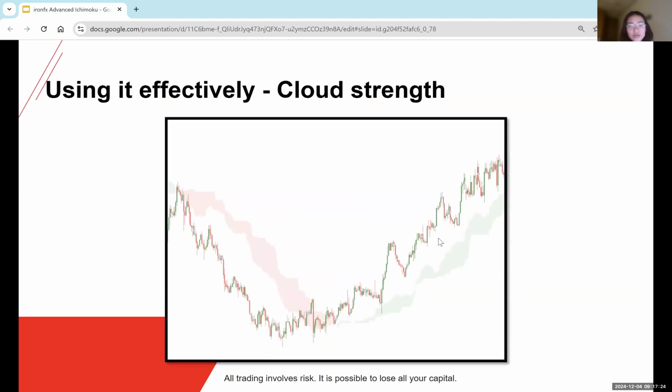Okay, so here's how we can use it effectively. We briefly mentioned it already with prices moving below the cloud. That's considered a bearish signal. You can see the transition phase occurring when price is moving within the cloud. And once price starts bouncing off of it and moving upwards above the cloud, then that is a bullish signal.